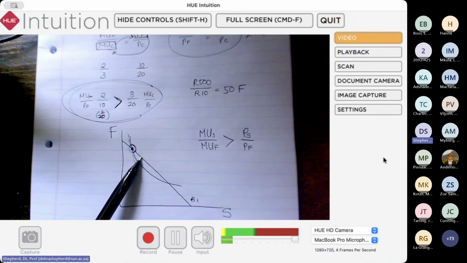This person is consuming too much food and too little shelter. They would optimize by rearranging their consumption so that they would end up at a point of tangency between their indifference curve and their budget constraint. So this consumer would do better by reducing their consumption of F and increasing their consumption of S.